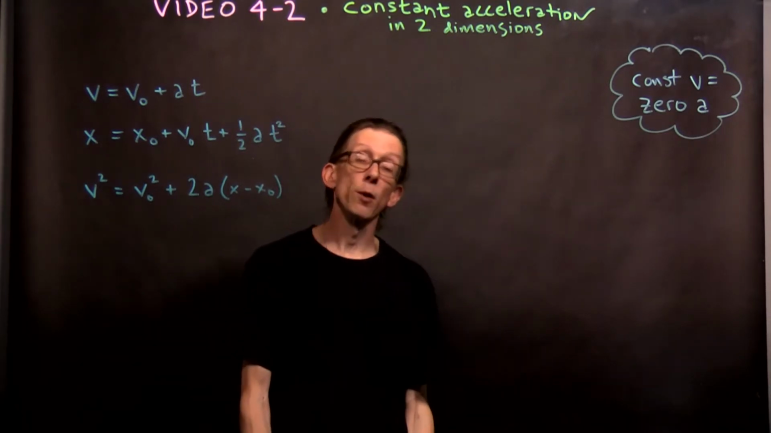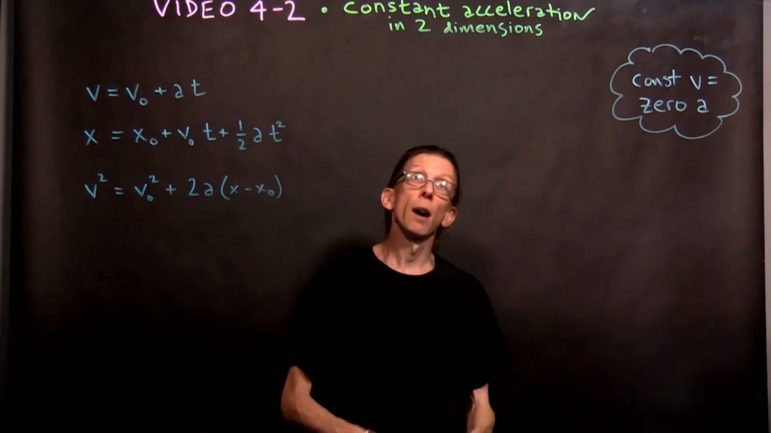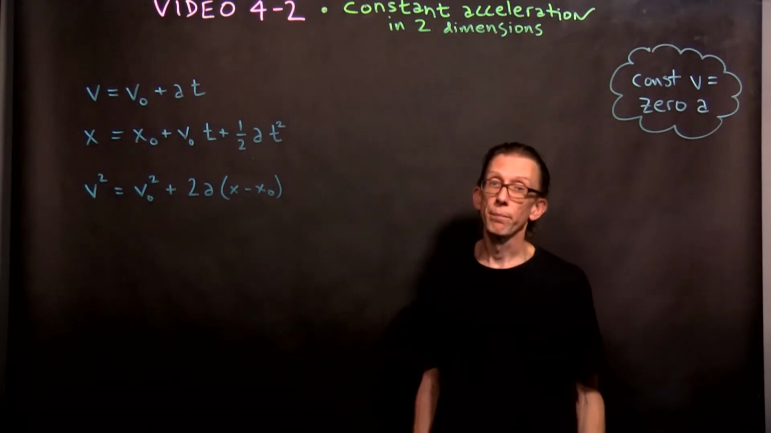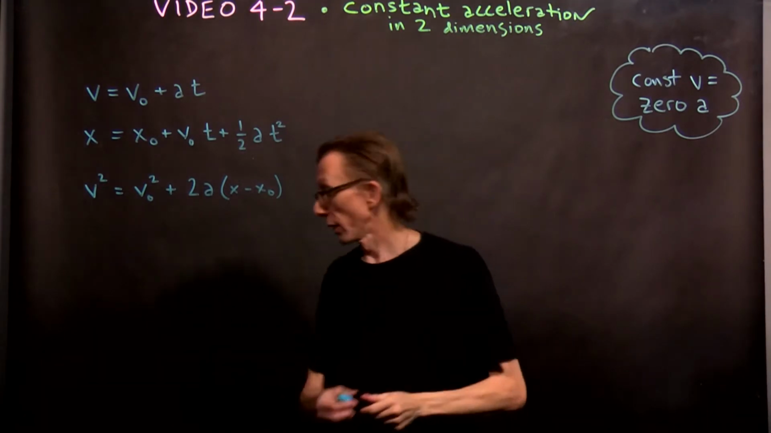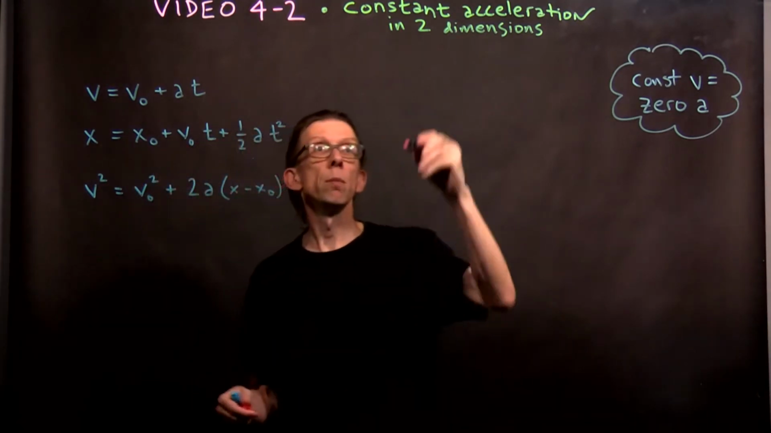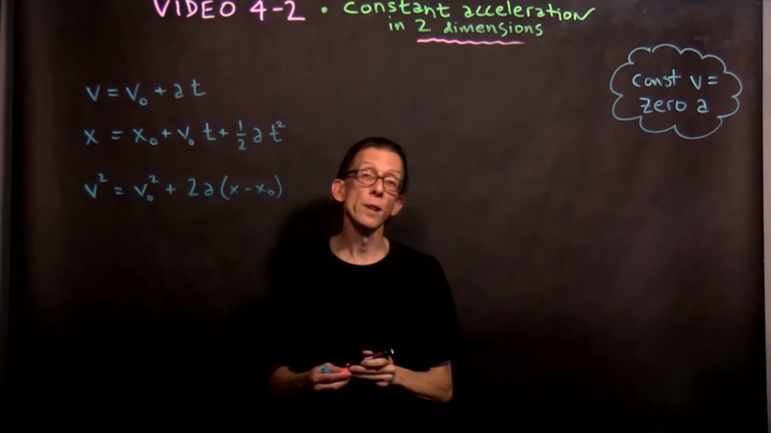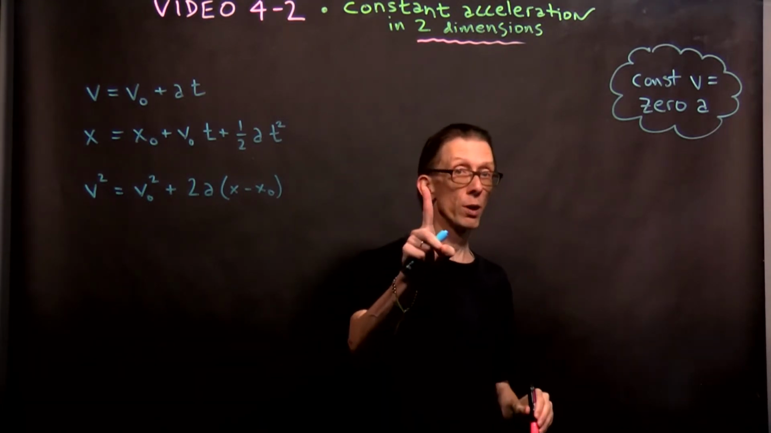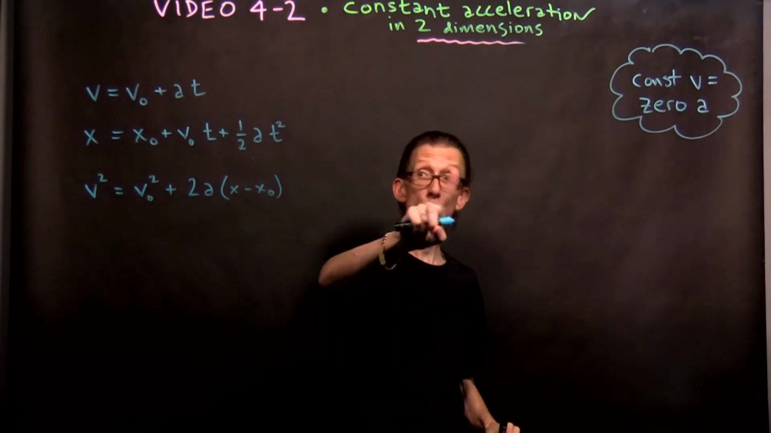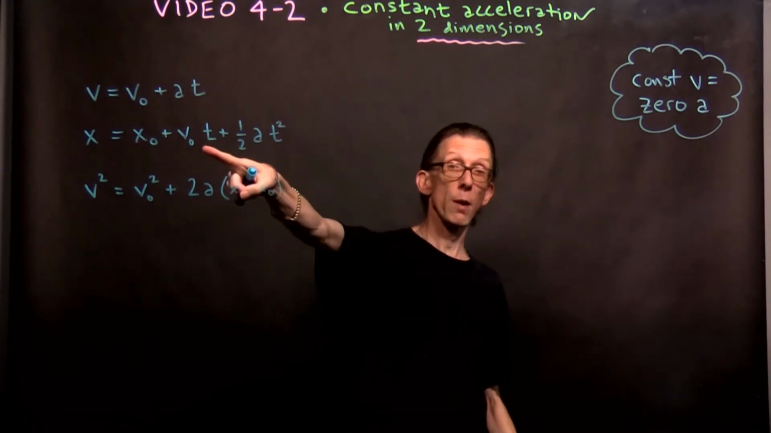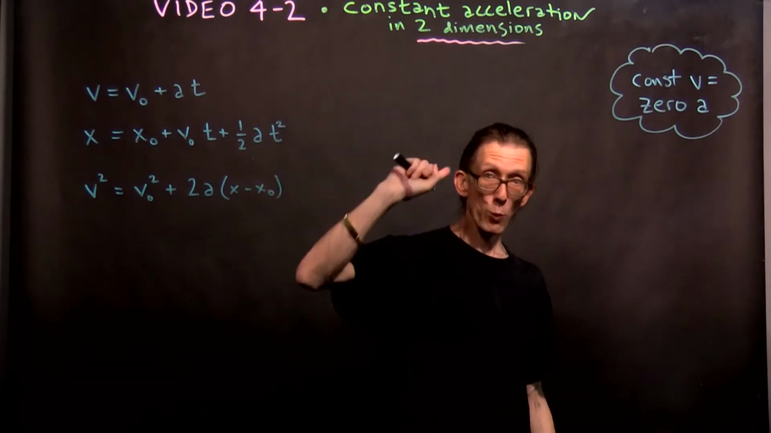Constant velocity means zero acceleration. Now we're talking about constant acceleration, not constant velocity, and we're doing it in 2 dimensions. But let's revisit our formulas from one-dimensional constant acceleration motion. They are your friends, the equations of motion. There they are, in one dimension.